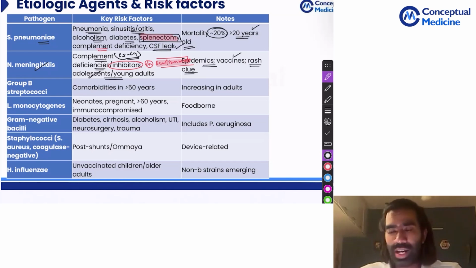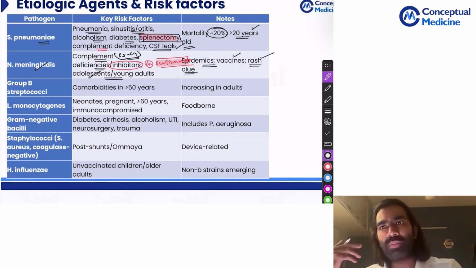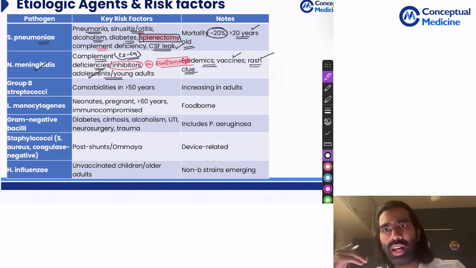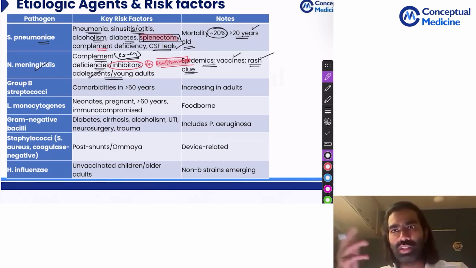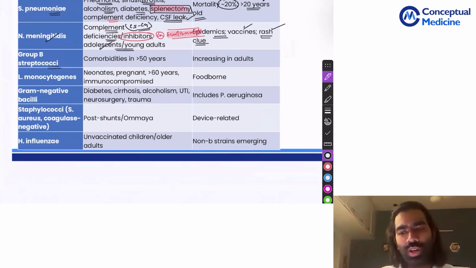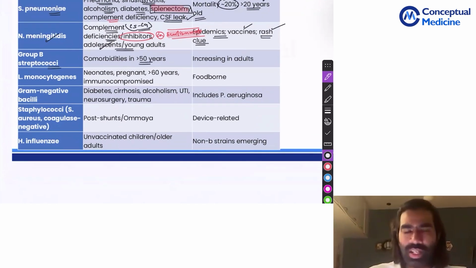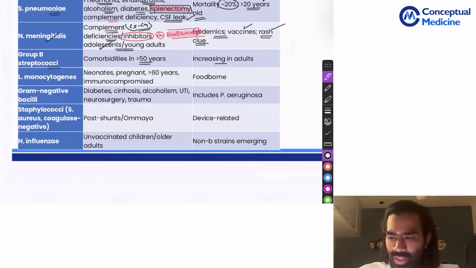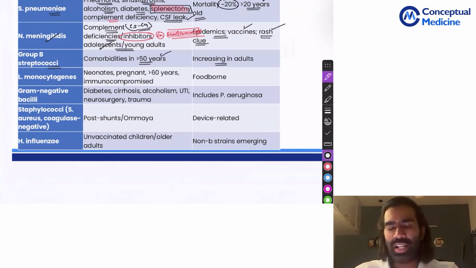And the meningococcal rash can occur in 20 to 50% of cases, especially in the setting of fulminant meningococcemia with bilateral adrenal hemorrhage because of DIC. That is called Waterhouse-Friderichsen syndrome. And group B streptococcus is going to occur in very young individuals like infants and newborns. But nowadays, we are increasingly seeing it in adults, especially those who are immunosuppressed and 50 years plus.